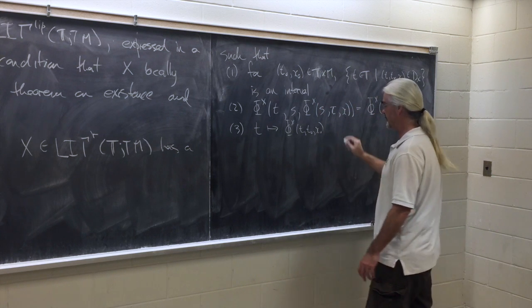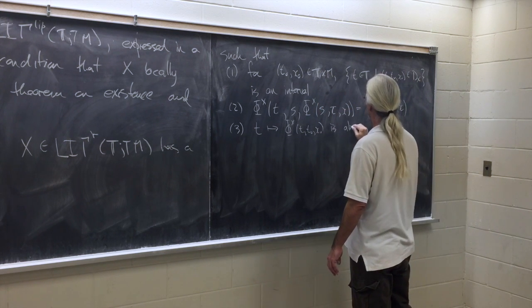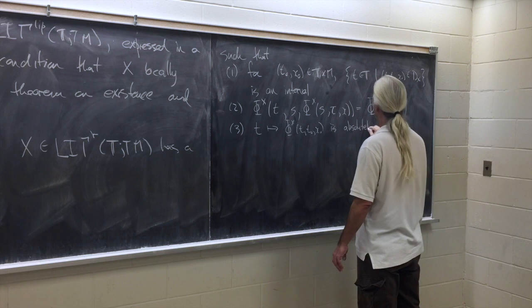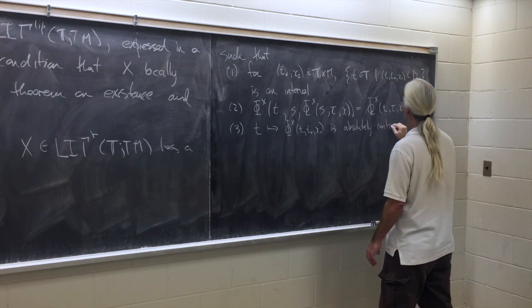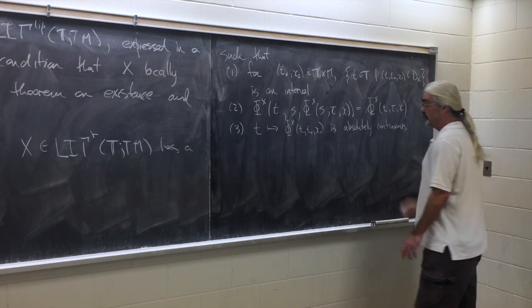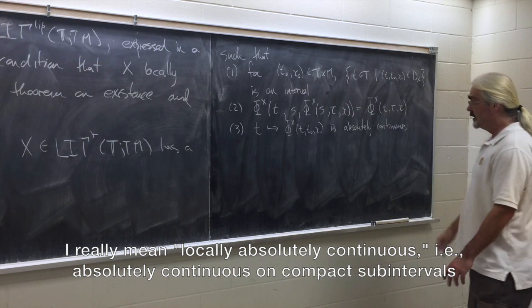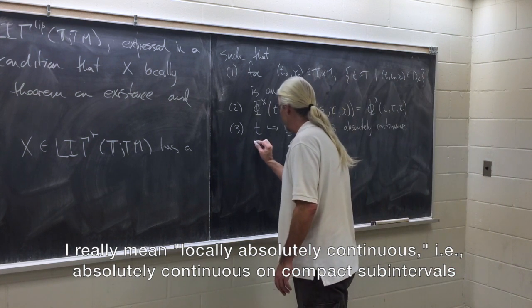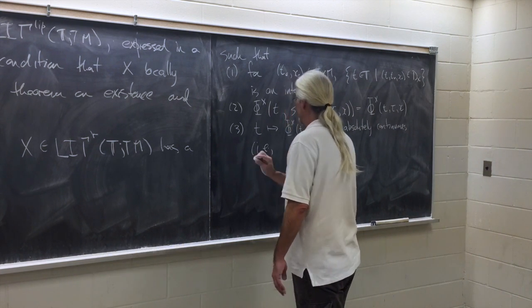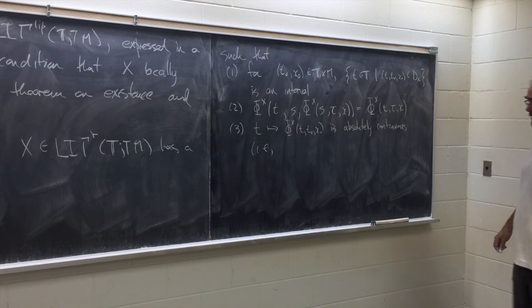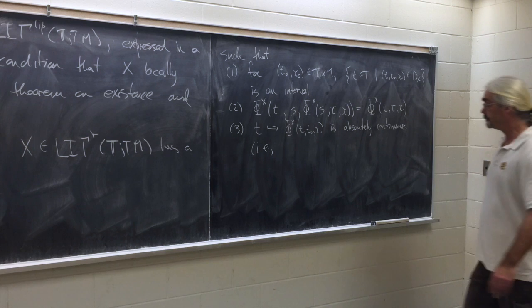And that guy is absolutely continuous. So what does absolutely continuous mean here? Because this is now a curve in a manifold, let me say one way of saying what absolutely continuous means. The messy way is to say that it's absolutely continuous in coordinates, which is fine.